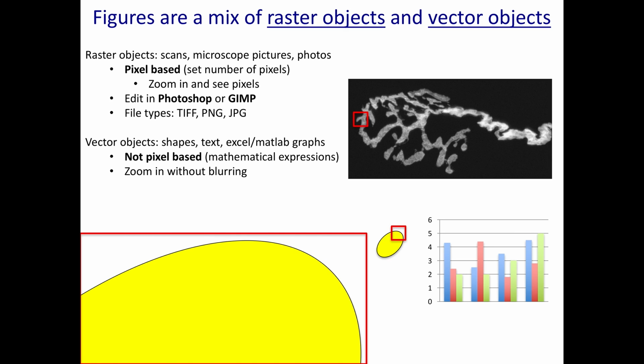We want to use vector objects for text, for graphs, for shapes, as much as is possible whenever we're making these figures so that we don't have to worry about resolution issues when it comes time to printing.